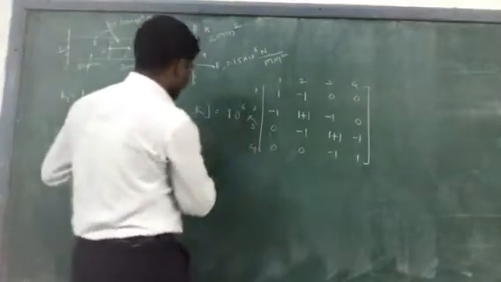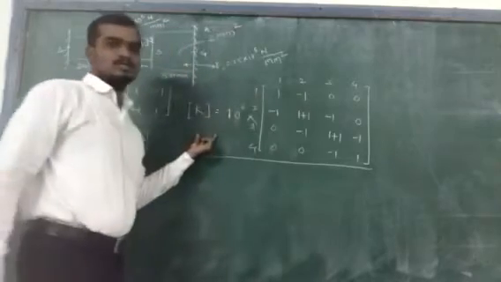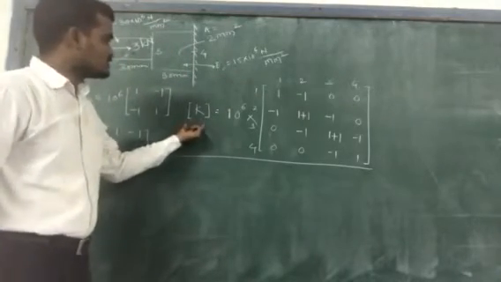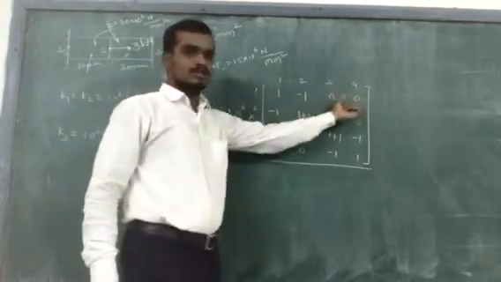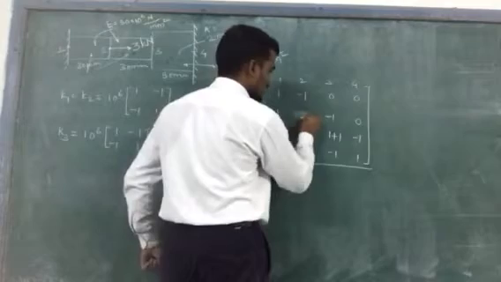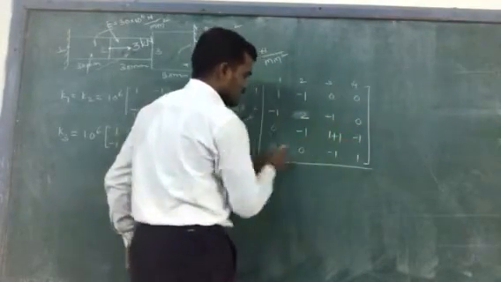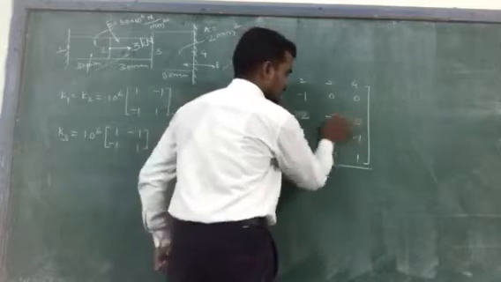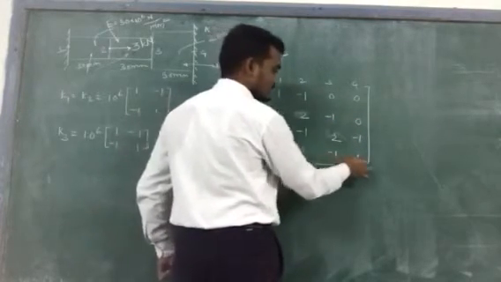So this is your global sequence matrix. In this way you will get your global sequence matrix as 10 raised to power 6 into [1 minus 1 0 0; minus 1 1 plus 1, which will become 2; minus 1 0; 0 minus 1 1 plus 1; minus 1 1 plus 1 will become equal to 2; 0 0 minus 1 minus 1].